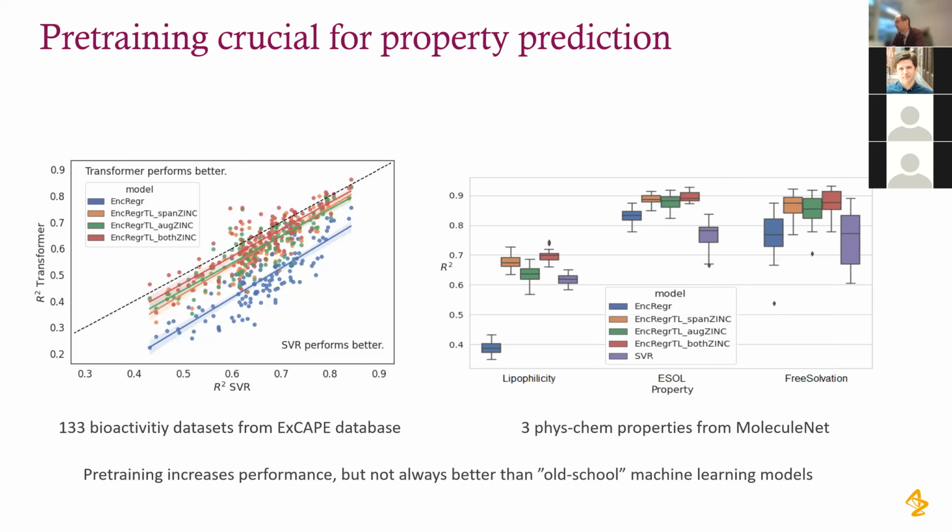For the property prediction task, where we looked at lipophilicity and two other properties, we actually saw an improvement over the support vector regression model. But the question is if the features and the model were actually a smart choice for what we wanted to model there. But again, we are seeing improvements by doing pre-training over just training from scratch.